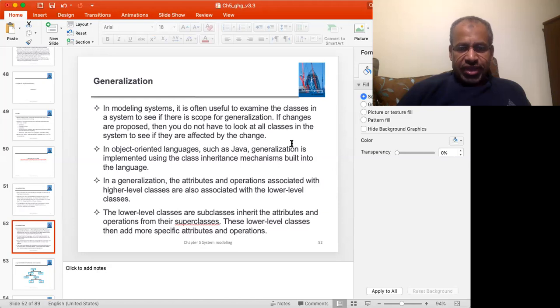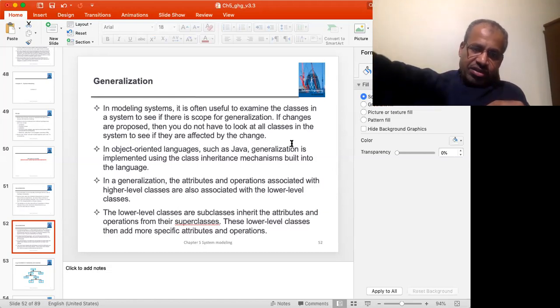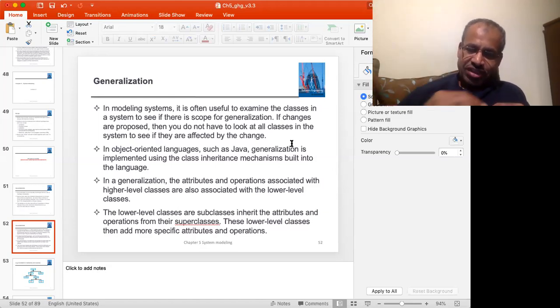Now, in an object-oriented language like Java, generalization is implemented using normal class inheritance mechanisms, which you would have experimented with and used in a language like C++, where you specify a new class to belong to another class that you've already defined. That means that the new class would inherit all the characteristics of the superclass, using class inheritance. Obviously, when we create a generalization hierarchy, the attributes and operations associated with the higher level class would also be associated with the lower level class in the inheritance relationship, as I said.